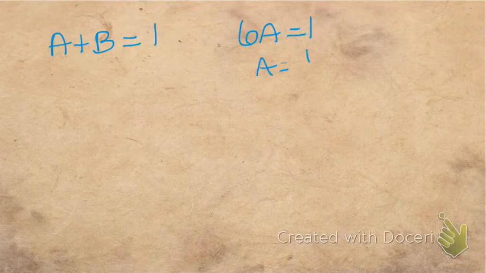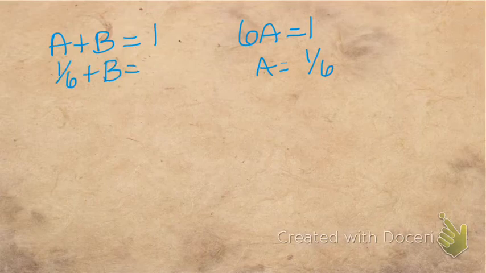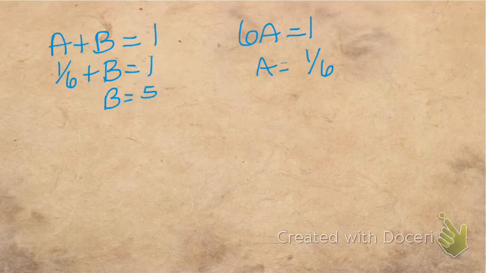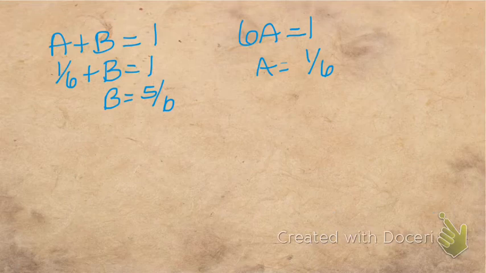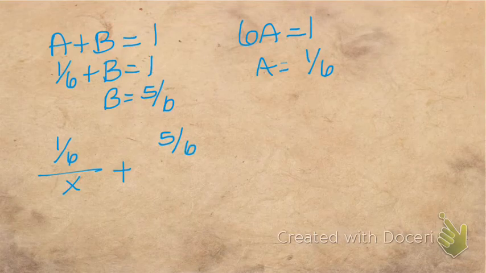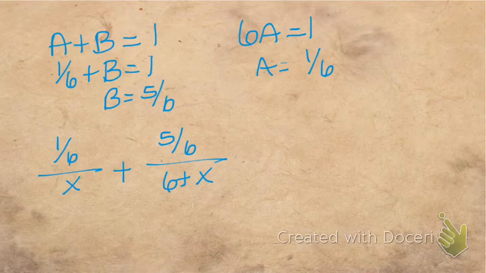So you get A is 1/6. Then you plug in 1/6 for A and solve for B. And so B is 5/6. Now, if I go back and plug in A and B here, then I have 1/6 over x plus 5/6 over 6 plus x equals the integral of what I'm looking for. So once I rewrite it, I find the integral of that.